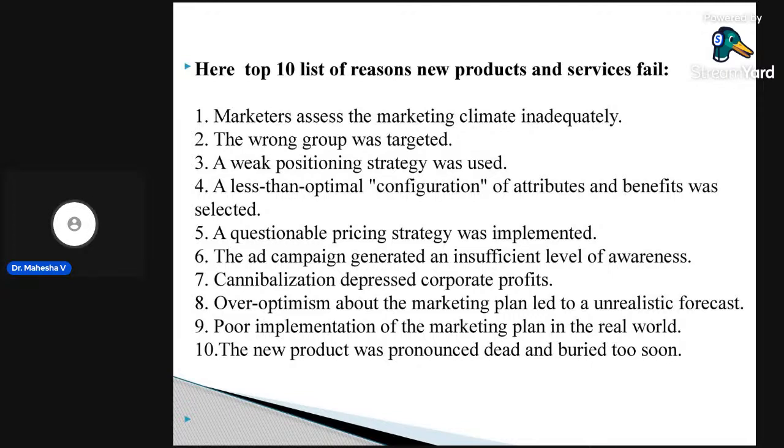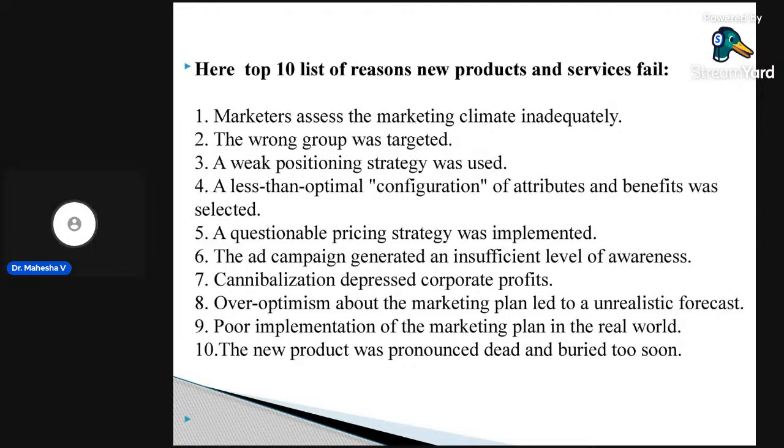Marketers assess the marketing climate inadequately. That is an inadequate method of assessing the market. The wrong group was targeted. They did not target the proper market, and that also made most consumers lose the market. A weak positioning strategy was used. That is one of the reasons for failure in the market.